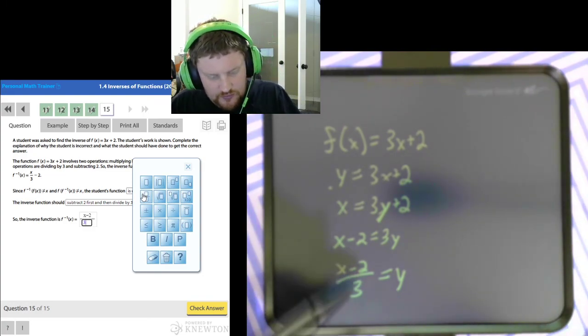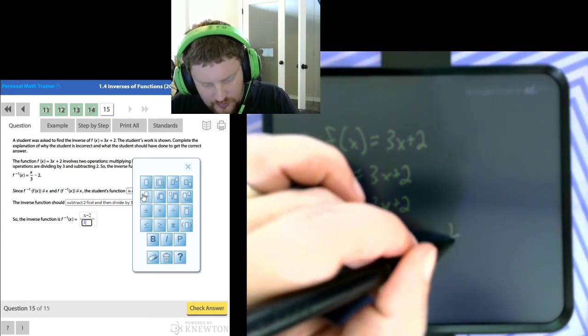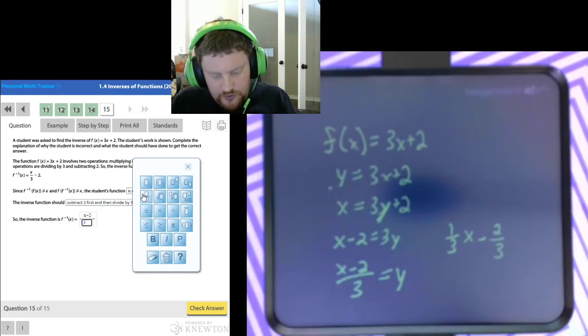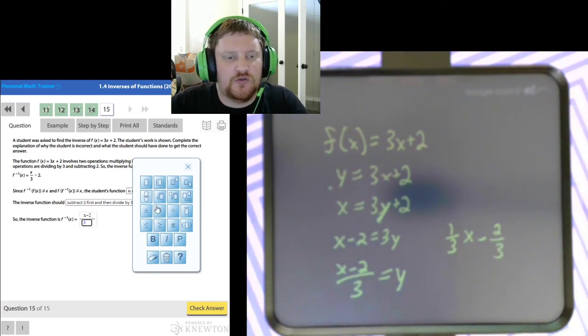Again, you could rewrite this to where it was 1/3 x minus 2/3 if you really wanted to get it into that linear equation form.